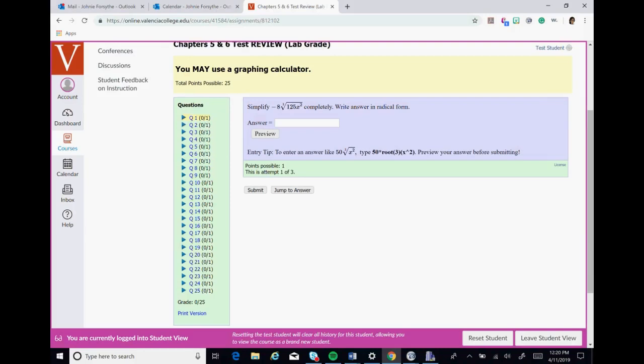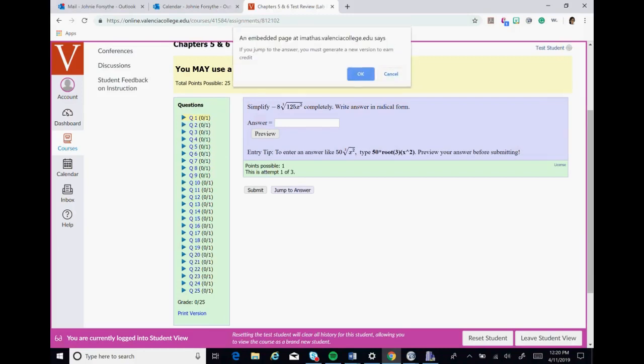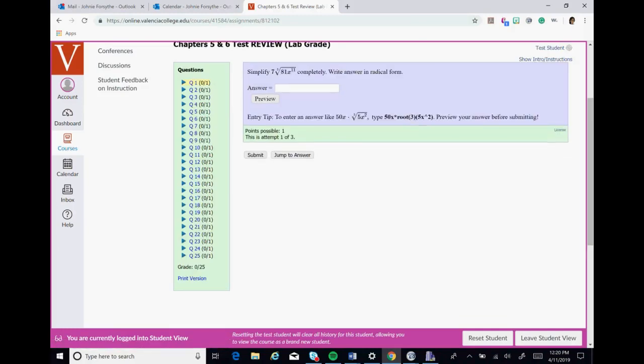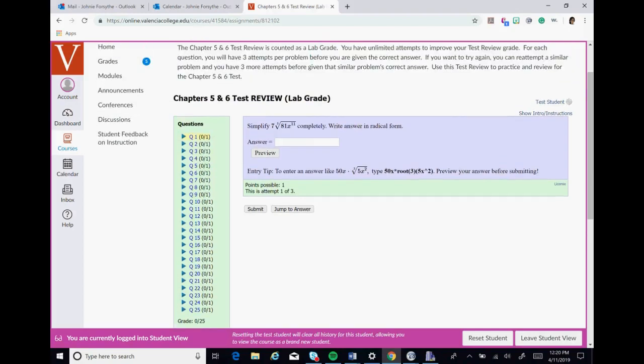Like say for this problem, you want to know what the answer is right away. You don't know what the answer is, or you're confused. You can say jump to answer. It will give you the answer, and you can't answer it now yourself, but you can then try a similar question and then try it again. All right? So I just wanted to show you where this stuff was.